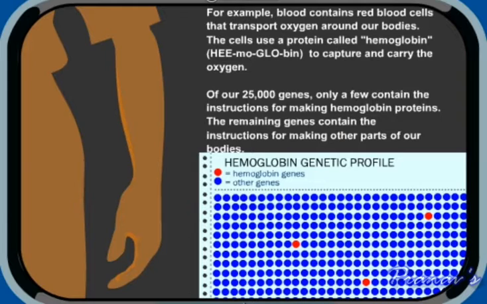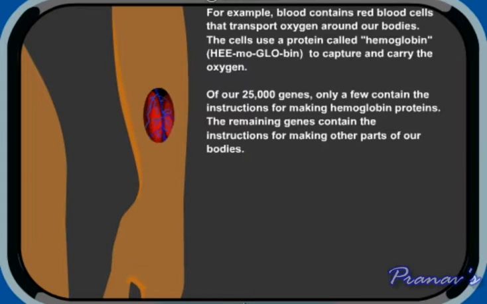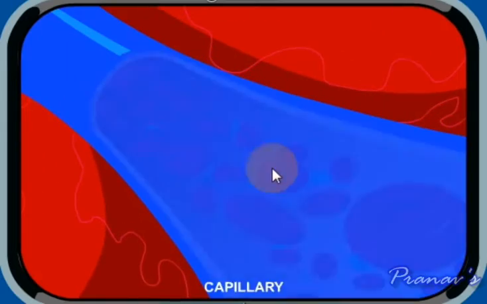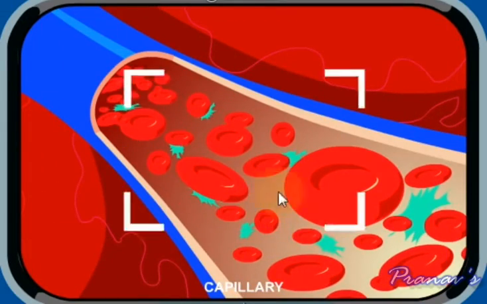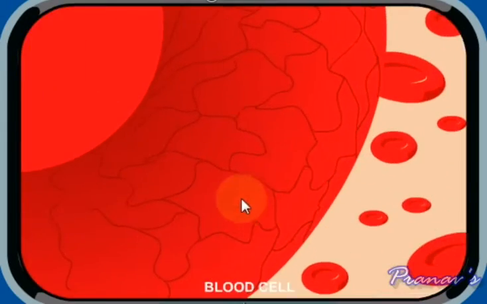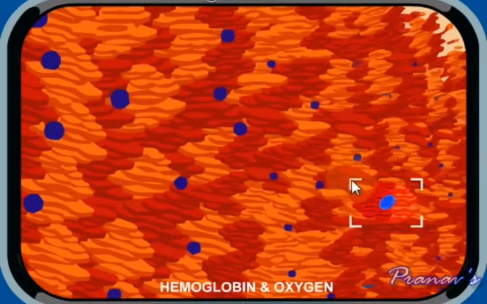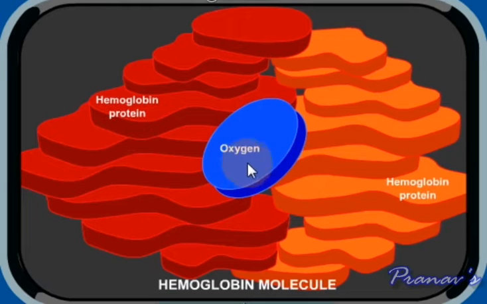Let's zoom into the red blood cells. If we zoom into the red blood cells, we will find capillaries, then you will find blood cells, then hemoglobin and oxygen. Observe the hemoglobin molecule. It contains oxygen and hemoglobin protein.